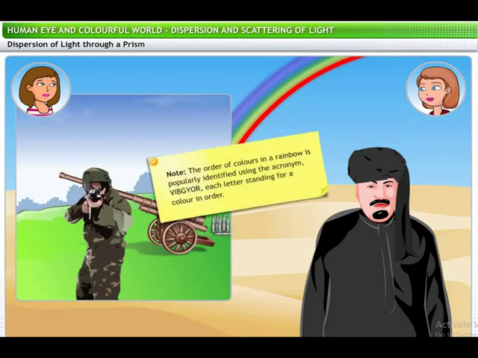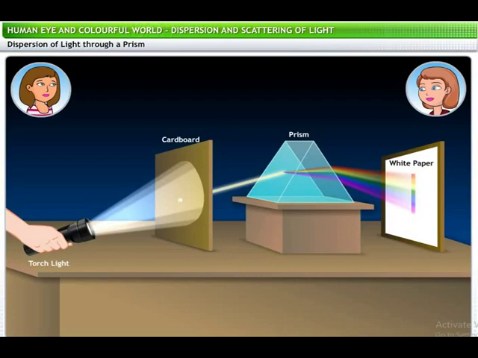Note, the order of colors in a rainbow is popularly identified using the acronym VIBGYOR, each letter standing for a color in order. The same order of colors is visible in a rainbow. But a rainbow has bands of colors.